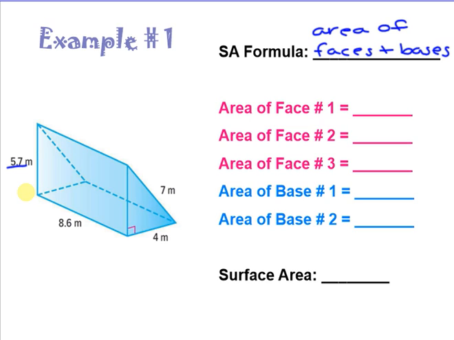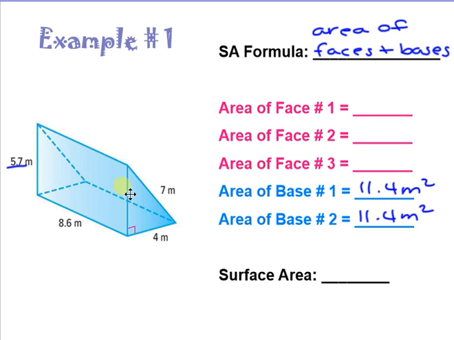So I'm going to do 4 times 5.7 times 0.5. And that's going to give me the area of this triangle here. That's going to be 11.4 meters squared. And this triangle is going to be the same as this triangle right here. So that's also going to be 11.4 meters squared.